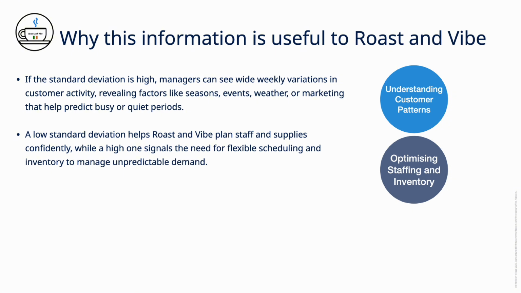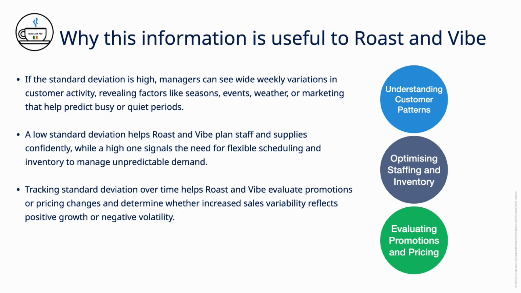If the standard deviation is high, they know to adopt flexible staffing and inventory plans to handle unpredictable weeks and avoid waste. Finally, monitoring the standard deviation over time helps managers in Roast and Vibe assess the effectiveness of sales promotions or pricing changes. If a new offer leads to greater sales variability, they can investigate whether that volatility is positive, leading to higher revenue, or negative, leading to sharper drops when their promotions end.